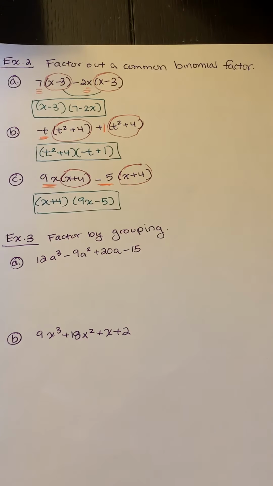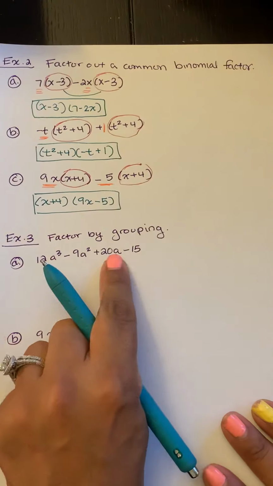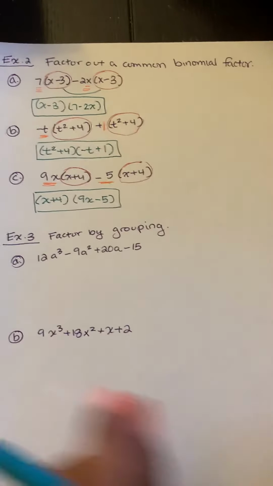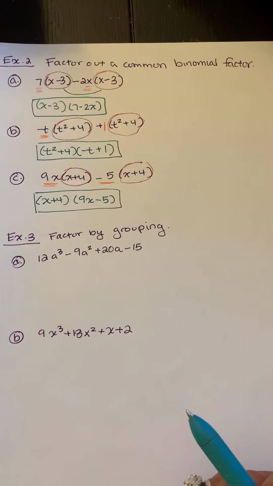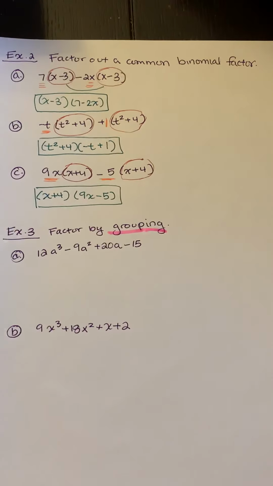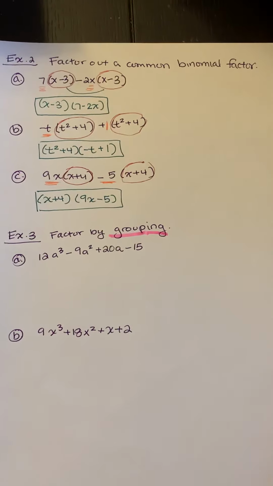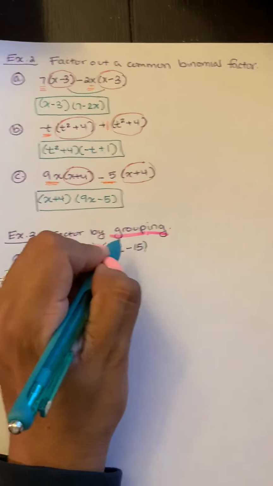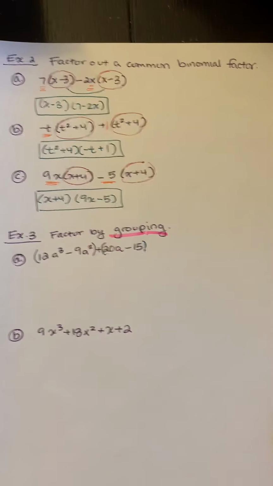We call this factor by grouping. This is probably a little bit more difficult because you have 4 terms. So here we have 4 terms: 1, 2, 3, 4. Anytime you have 4 or more terms, we can do what we call factor by grouping. You're going to see this in a little bit in math 2. You're definitely going to see this in math 3, so I like to share this with you right now. Basically what you're going to do is group these terms.